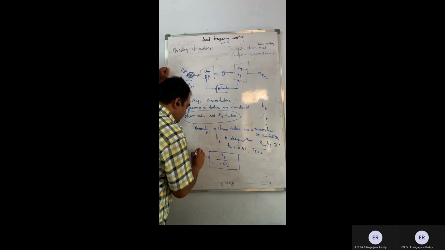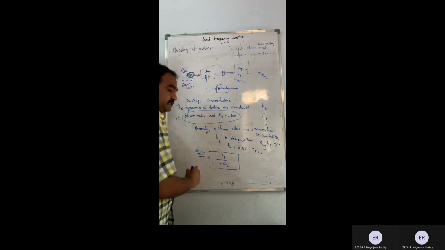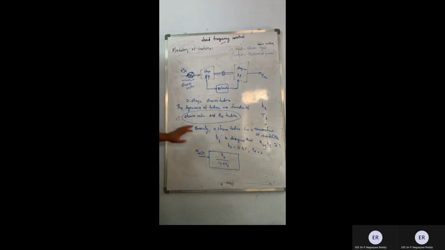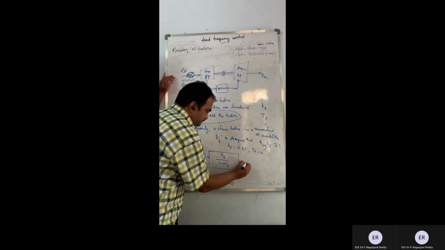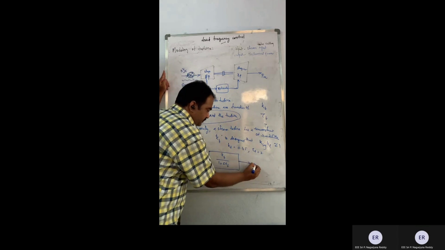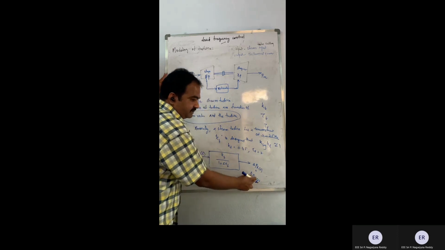The input is going to be delta YE of S, which is coming from the speed governor. The output is delta PT of S. In some textbooks, it is also referred to as delta PM of S, where M represents the mechanical power.